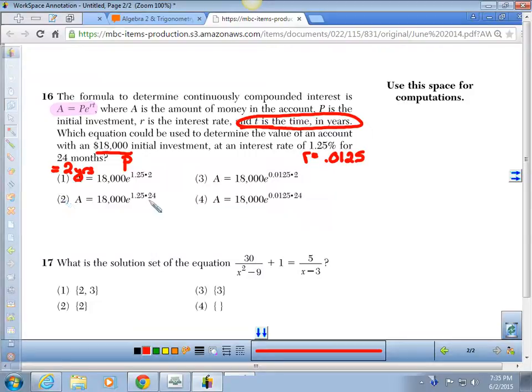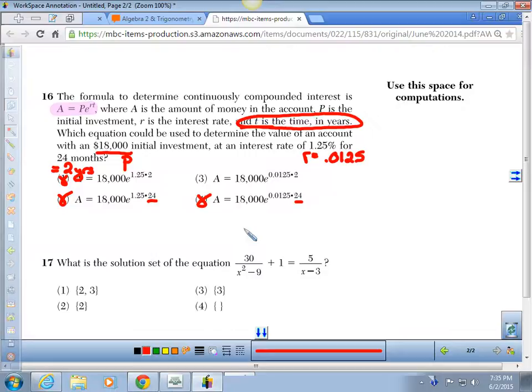But do you notice here they've got the 24 and here they've got the 24 as well? Those have to get crossed out automatically. And why does number 1 have to get crossed out automatically as well? They did not change the percent to a decimal. Okay, so we want this one here with the 18,000 times e to the 0.0125 times 2 years. It's 2 years. And again, if you didn't read that one carefully, they're basically trying to trick you on your reading.